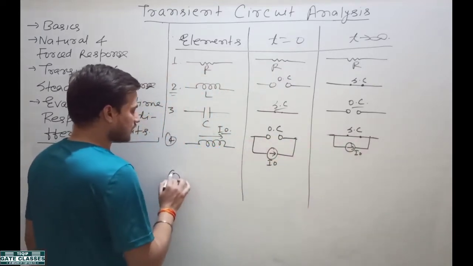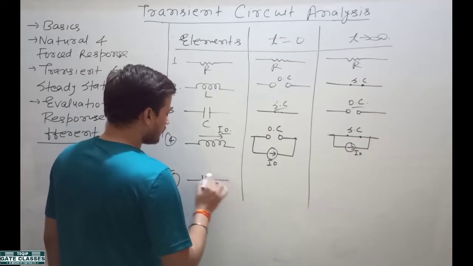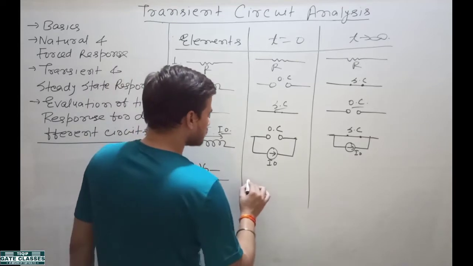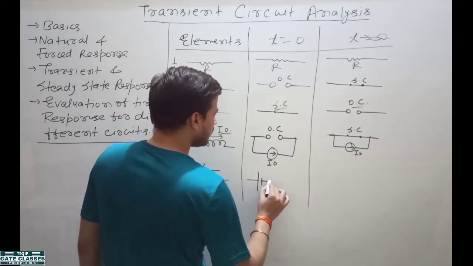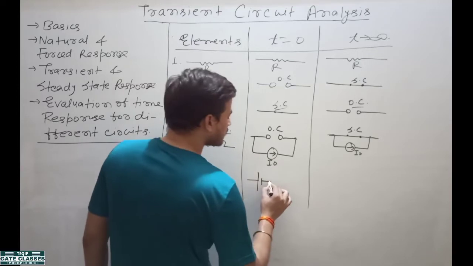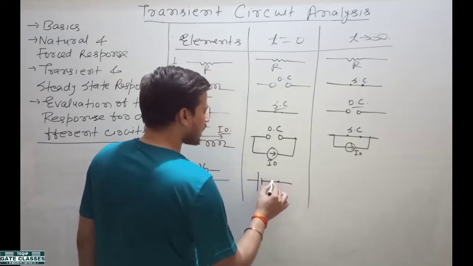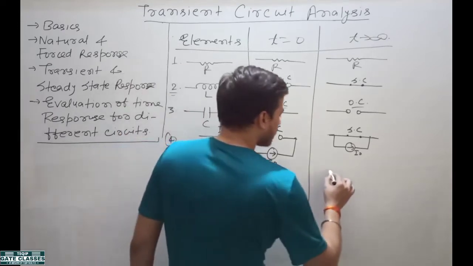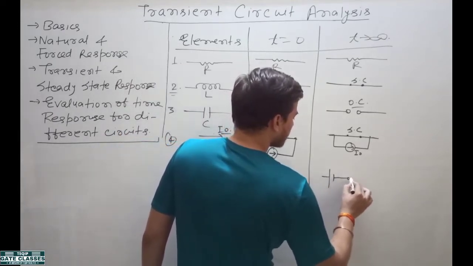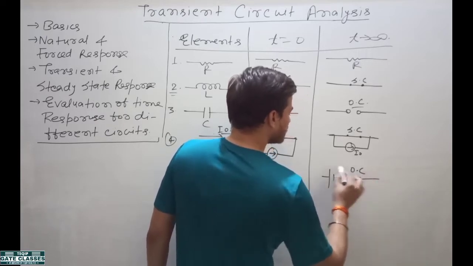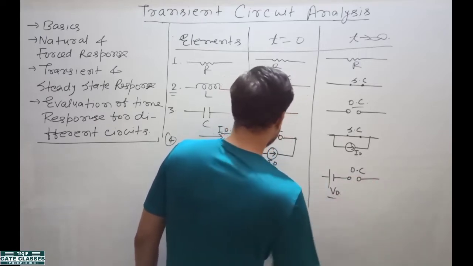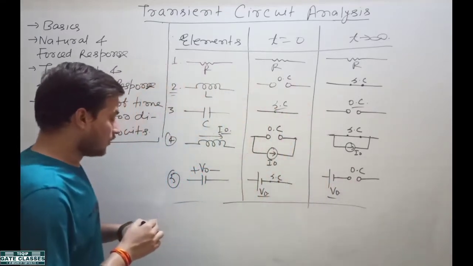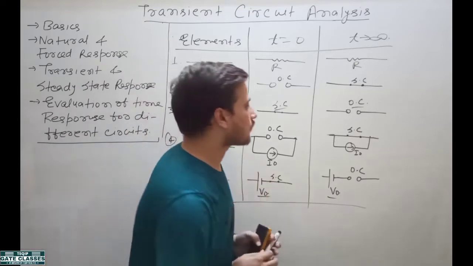The fifth condition is you are having a capacitor with some initial voltage V naught. Here the voltage will be shown in series. Now we know at t equal to 0, the capacitor acts as a short circuit, so here it will be shown like this. In the case of time t tends to infinity, the capacitor will be replaced by an open circuit, with voltage V naught. You have to remember this picture in your mind because it will always be used from now.